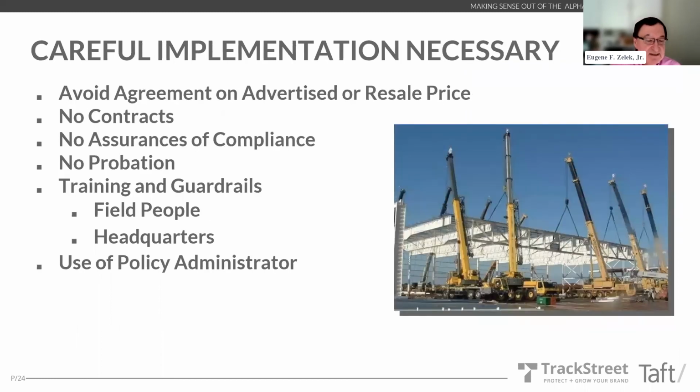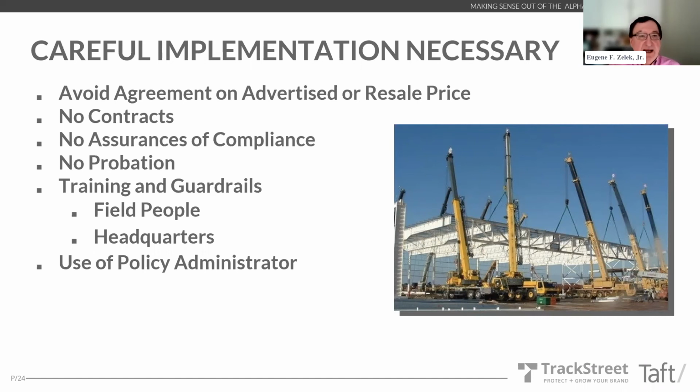Careful implementation is necessary to preserve the unilateral policy nature. You want to avoid any agreement on advertised or resale price. That means no contracts that talk about this. And let me just pause here for a second. I can't tell you how many times I've seen situations where somebody says, this is a unilateral policy. And then they have an agreement that says, hey, reseller, you agree to follow all of our policies. Once you do that, you've now converted your policy into an agreement. So you got to be careful about that.